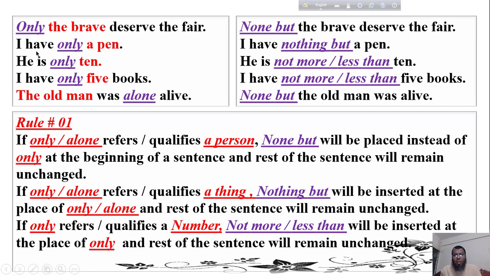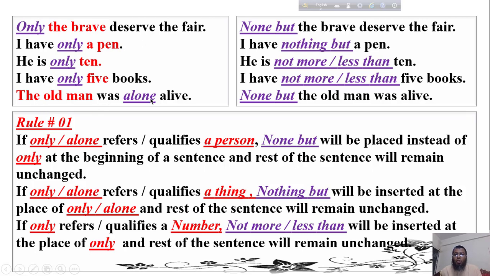And the second one, "I have only a pen." The negative is "I have nothing but a pen." So this "only" refers to a thing. That's why we use "nothing but" in place of "only." Fine. And the third one, "He is only 10." Here: "He is not more than 10" or "He is not less than 10," because this "only" refers to the number 10. Okay, I think you have got the point.